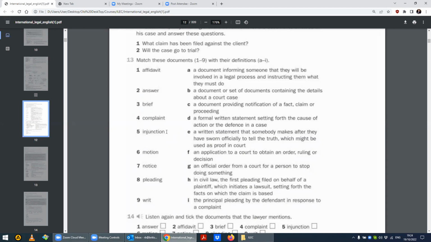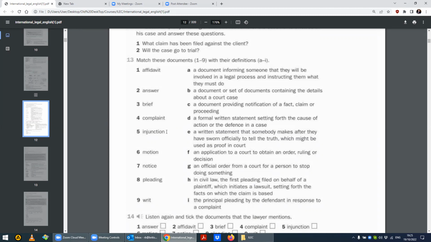Now, this power does not come from statute. This power comes from the common law. And because of this, the judges can use an injunction to order somebody to stop doing something. Usually they do it before the case is finished, to stop somebody damaging the property so that it will still have a value when the case is finished. This is one of the orders which a judge can make under the law of equity.